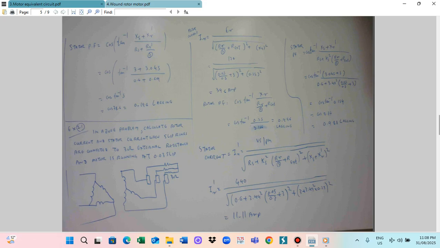And similarly, the stator current. This is the rotor current. So the stator current you can also calculate. The stator current is I_R'. So then we use our equation. We use this Vs per phase, and the formula is where you just put the external resistance. The formula is R_S plus X_S squared, R_R by S plus R external, and the square.